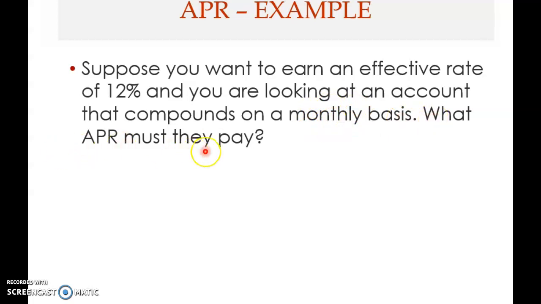What APR must they pay? This is the effective rate and it compounds on a monthly basis. What is the APR? Of course, if this is EAR, APR must be lower, because the compounding is more frequent than once a year, because it's 12 times. Before computing, you should know that APR must be less than 12%. But how do you compute this?